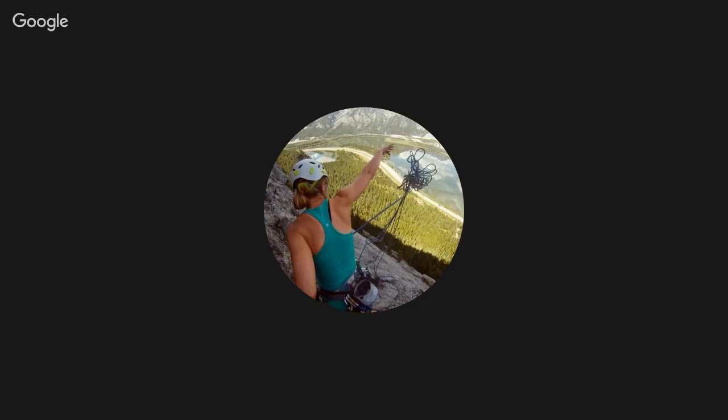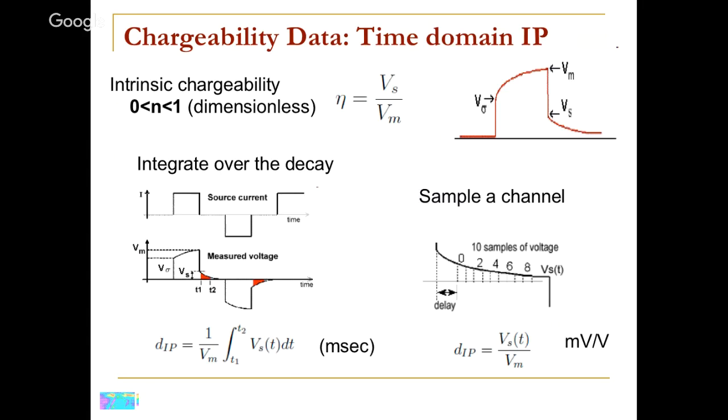So how do we record values, or what do we do for data? The data can take many forms. The first thing to think about is that anything that's somehow connected with this voltage decay, which we're going to call V sub S, which stands for secondary voltage, is somehow related to the IP effect.